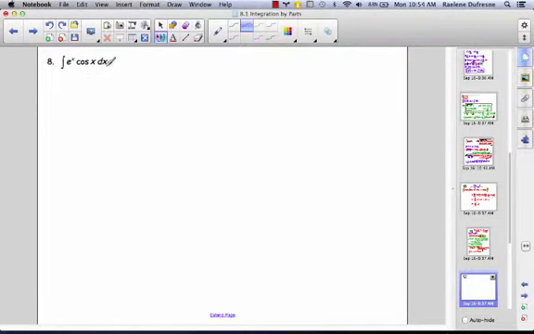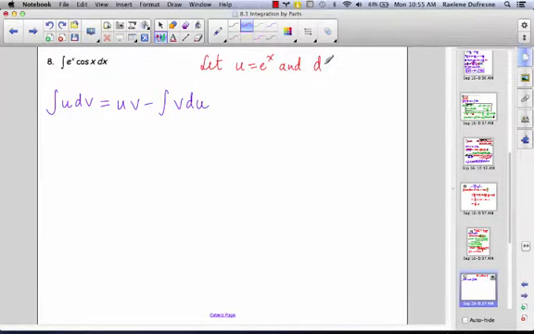I'm going to keep taking the dv as the cosine x dx, so just writing my integration by parts formula, the integral of u dv is equal to u times v minus the integral of v du. And you should be able to see if you rearrange that this is the original f of x times g of x that has the product rule for derivatives. So we're going to let u equal e to the x and dv equal cosine of x dx. If this doesn't work, we can change it, and we can let u equal cosine of x and dv equal e to the x dx.